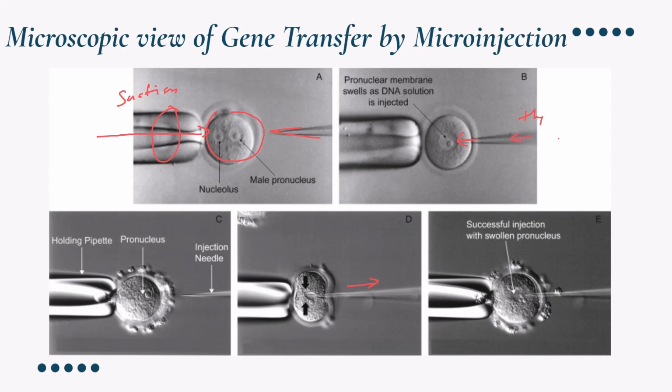We will have a mother egg cell, and into the egg cell the sperm nucleus is being injected. So here the microinjection can be done into the cytoplasm or it can be done into the nuclear region, depending on your need.